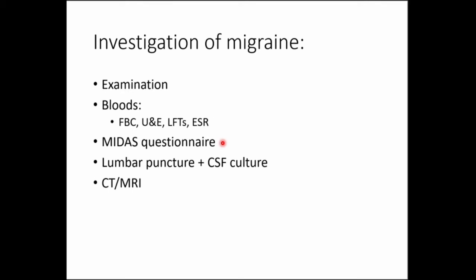The MELAS questionnaire is essentially a list of questions which can be used to help contribute to the diagnosis of a migraine. Lumbar puncture and CSF culture. In some people, it's hard to determine whether or not they have, say, a migraine or meningitis. It's usually sensible to do a CT or MRI beforehand, as space-occupying lesions can also present in somewhat similar ways, and doing a lumbar puncture on a person with a space-occupying lesion is a bad idea, as it can lead to tonsillar herniation. CT and MRI, again, to rule out, say, space-occupying lesions, or subarachnoid hemorrhages or ischemic lesions, which may present in similar ways.